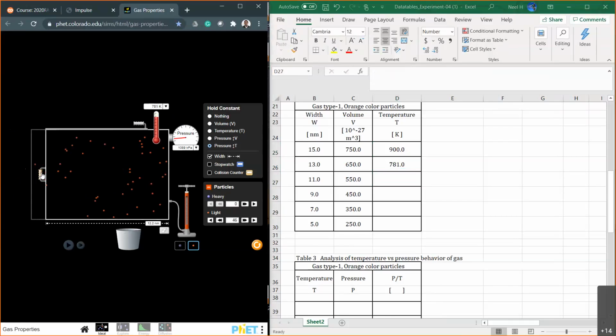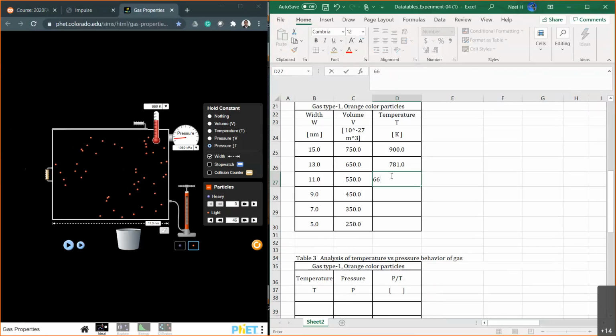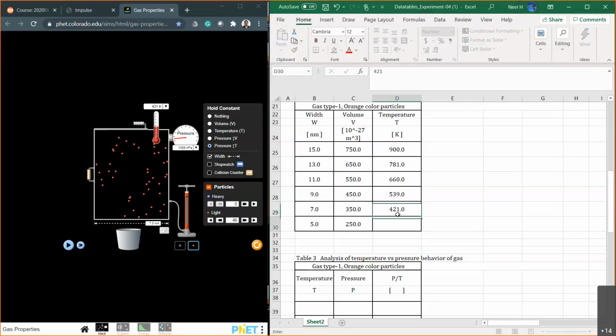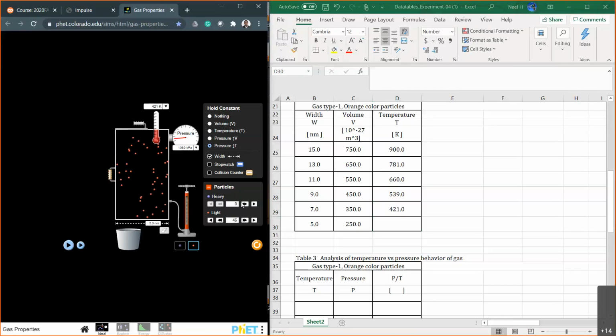and to 11 nanometers in width, and the new temperature is 660, then 9 nanometers in width, new temperature 539, then the next volume, 7 nanometers in width, and the new temperature is 421, and the last number we can go to is 5 nanometers in width, where the temperature is 300. Okay, question.